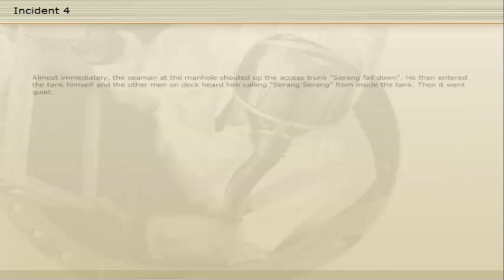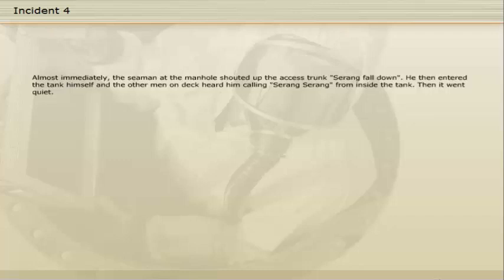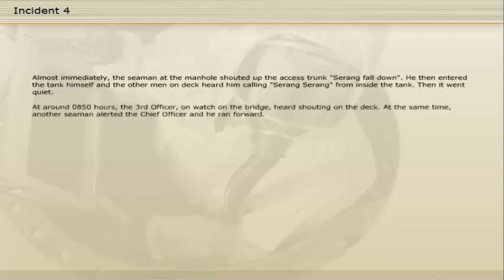Almost immediately, the seaman at the manhole shouted up the access trunk, "Sarang fall down!" He then entered the tank himself, and the other men on deck heard him calling, "Sarang! Sarang!" from inside the tank. Then it went quiet. At around 0850 hours, the third officer on watch on the bridge heard shouting on the deck. At the same time, another seaman alerted the chief officer, and he ran forward.